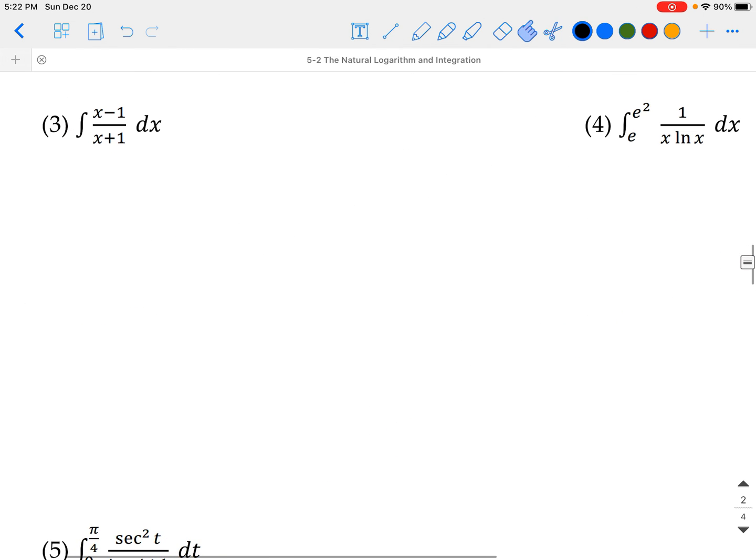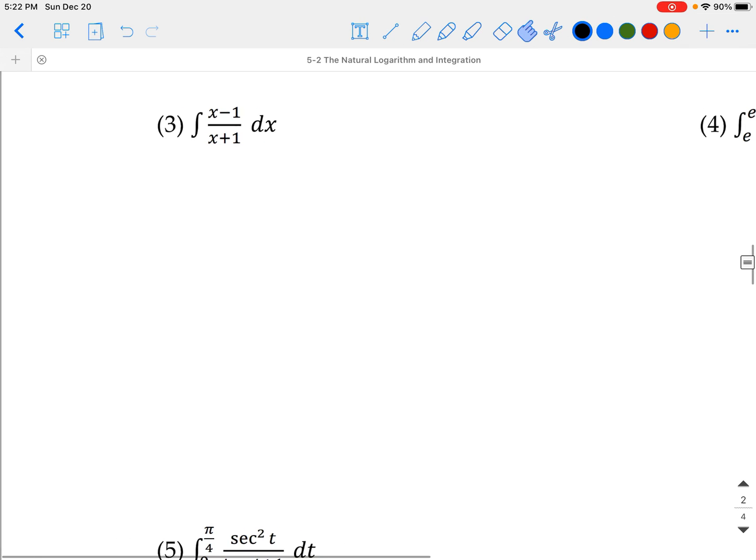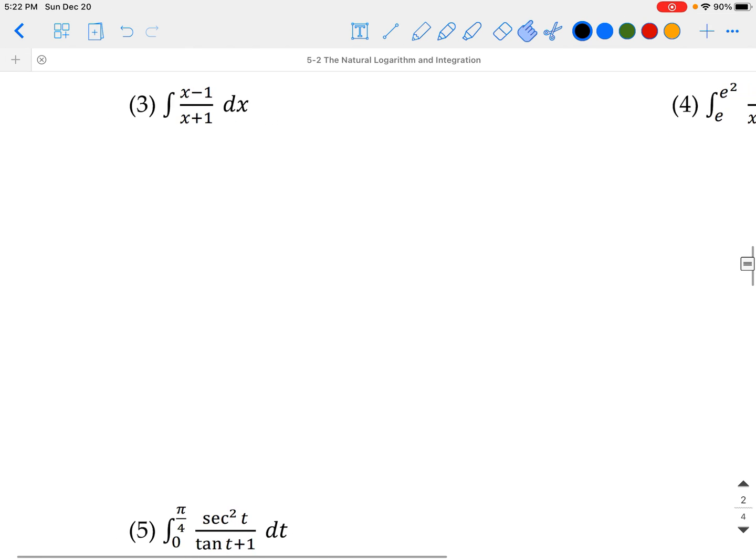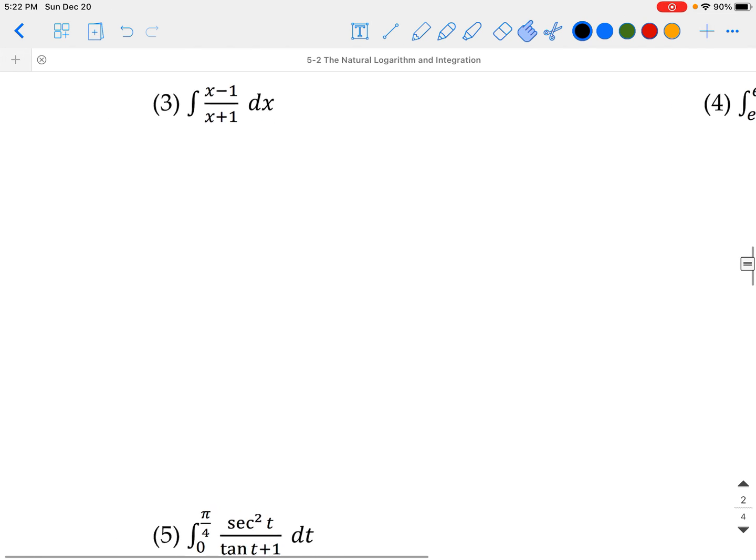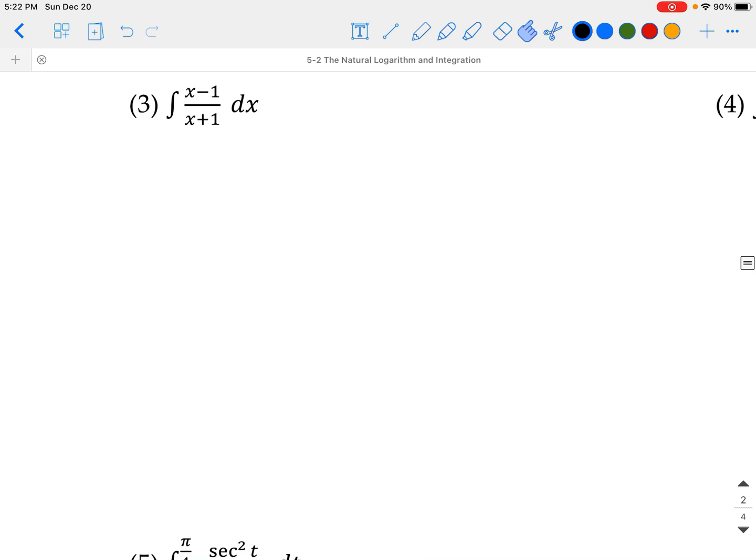All right, so moving on to 3 and 4, again, you can pause the video if you want to try these ones on your own. 3 is an interesting one. There's a couple of different ways you could approach it. But the way I'm going to approach it is going to be a little bit different. So we could do u is equal to x plus 1 and kind of go from there and then rearrange stuff. But I'm going to do something slightly different.